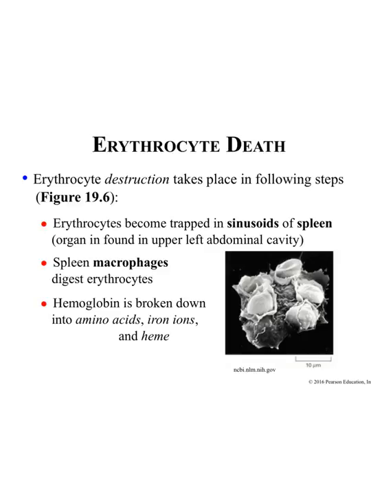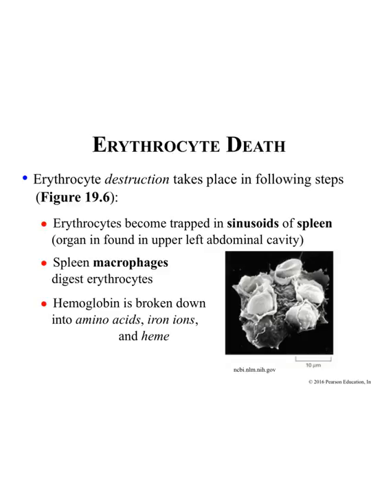So when they get old and damaged, how do they die? Erythrocytes become trapped in spaces in the spleen. So the spleen is the major organ where we destroy red blood cells. However, macrophages anywhere in the body can engulf an old damaged red blood cell. We have specific macrophages that stay in the spleen, so those will digest the erythrocytes.